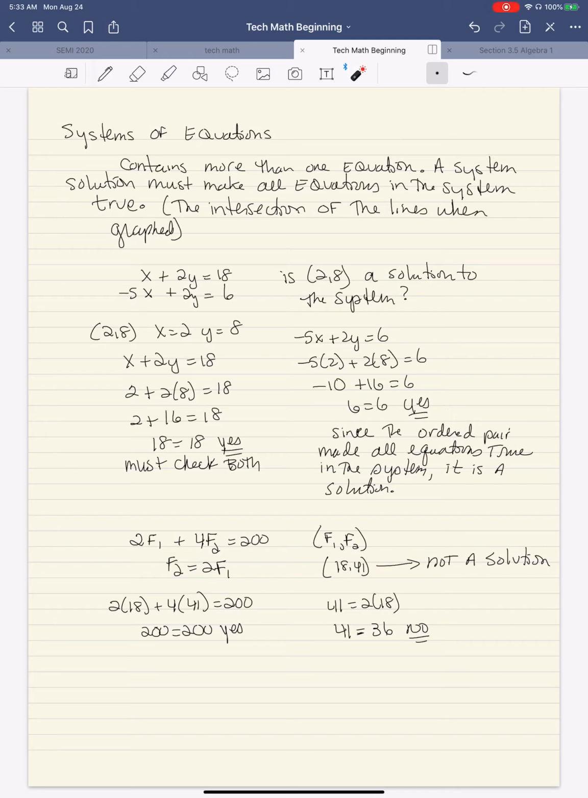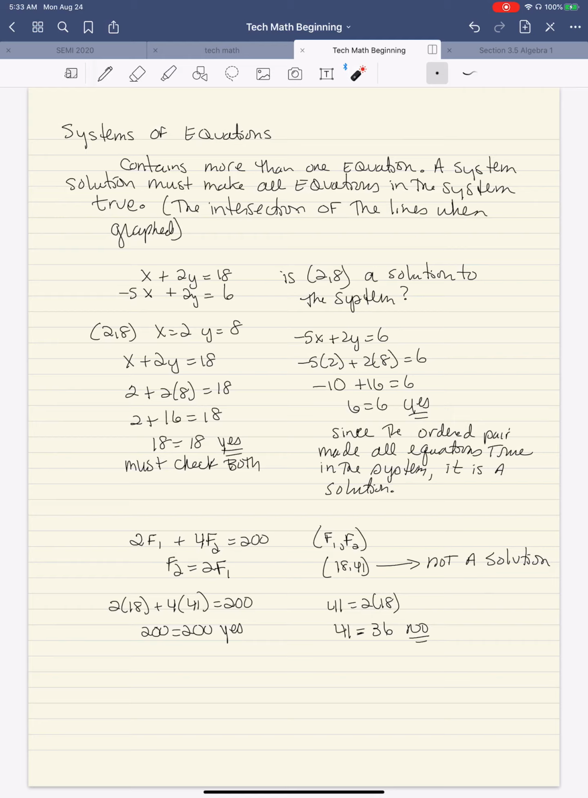Let's try another one. This one is in terms of variables f1 and f2. The two equations are 2f1 plus 4f2 equals 200, and f2 equals 2f1. The ordered pairs are in the form of f1, f2, so it's 18 and 41. I want to know if this is a solution. So f1 is 18, f2 is 41. When I put 18 in for f1 and 41 in for f2 in the first equation, 2 times 18 plus 4 times 41 is supposed to equal 200, and yes, that does work out. 200 does equal 200.